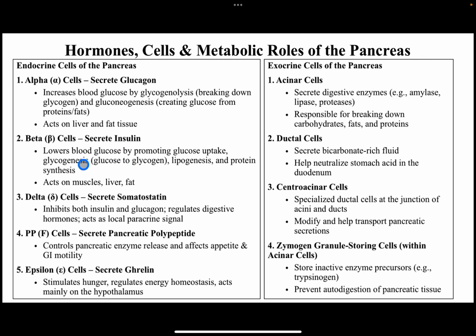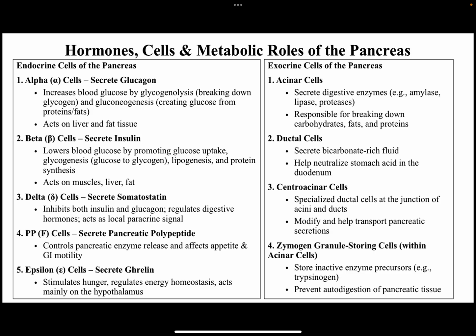So you see, the beta cells use these two processes. Glycogenesis converts glucose into glycogen to be stored. And once it is converting glucose into glycogen, definitely glucose levels in the blood will reduce. Another thing is that it can also convert glucose into fats. The same insulin converts glucose into fats to be stored. That process is also referred to as lipogenesis, the process of converting excess glucose into fats and sometimes into triglycerides.